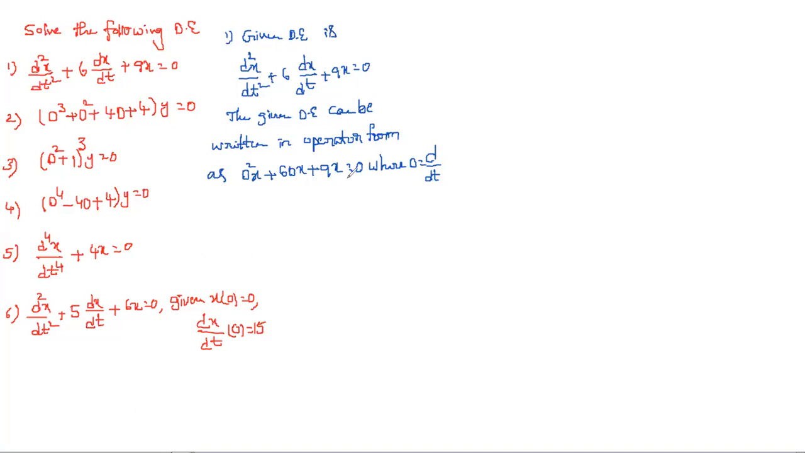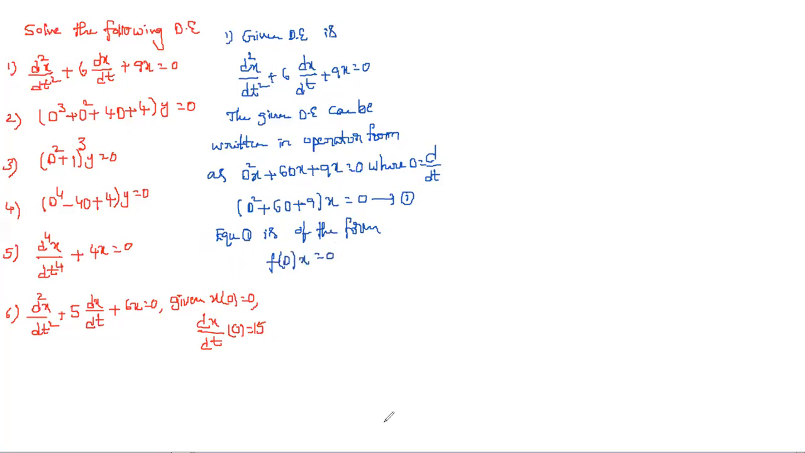Now, is this in operator form or not? Now, which one is the common in each and every term? x is the common one. Just you can take that one as common. Then d square plus 6d plus 9 into x is equal to 0. Let it be taken as 1. So equation 1 is of the form f of d into x is equal to 0.